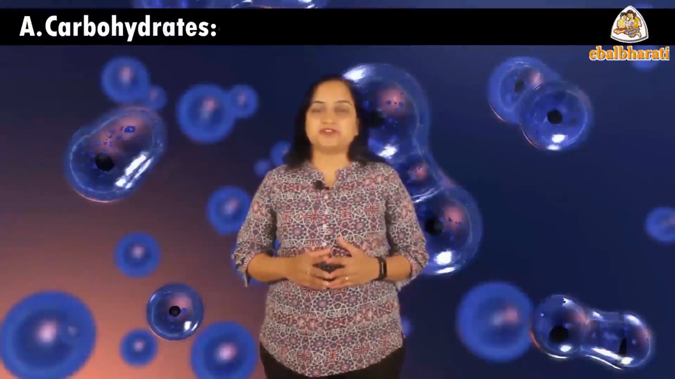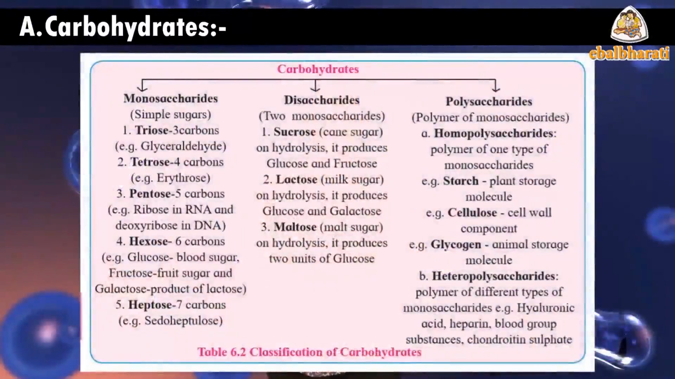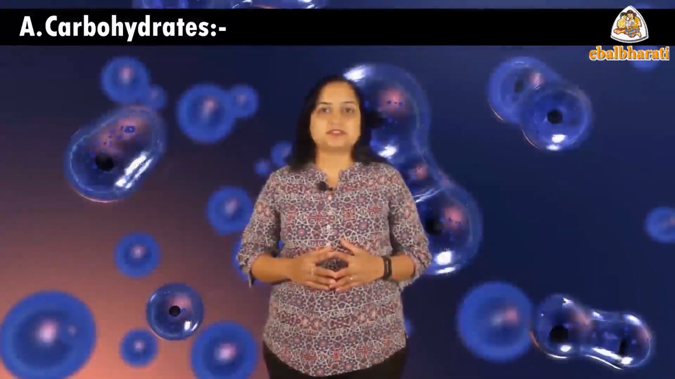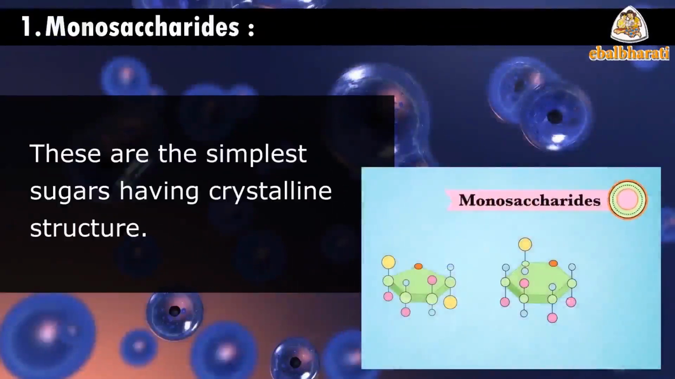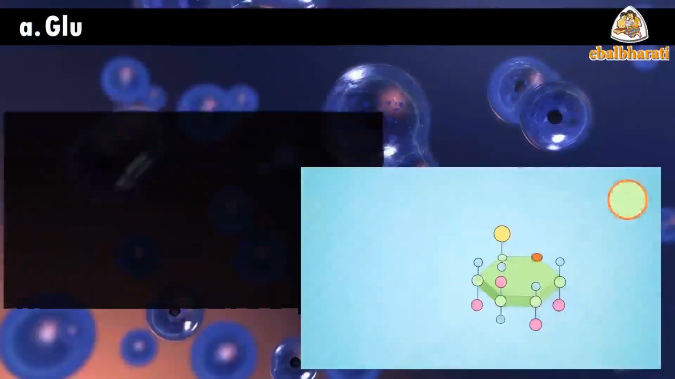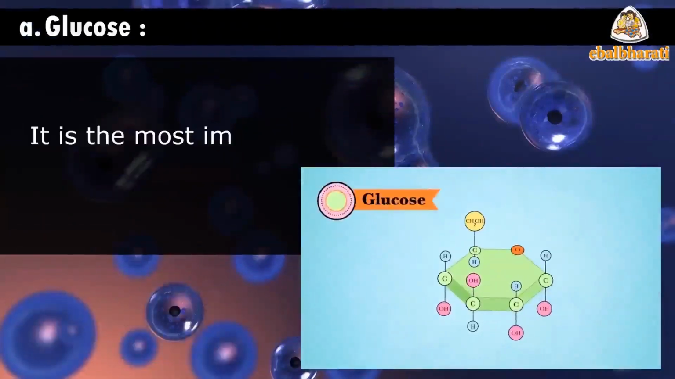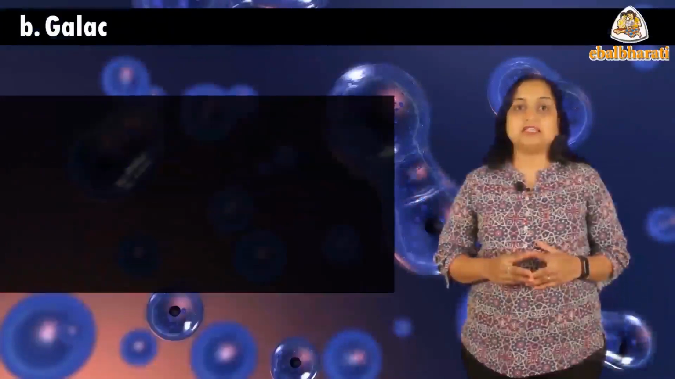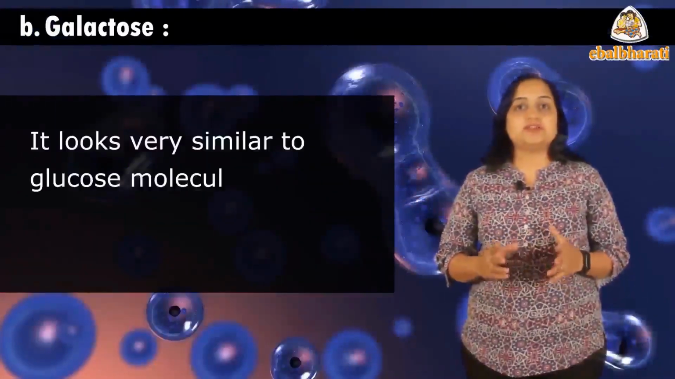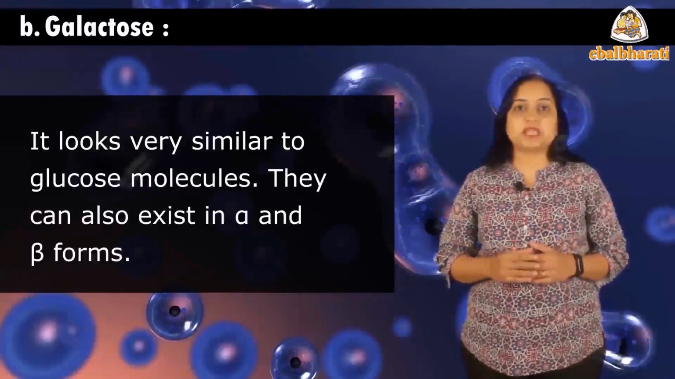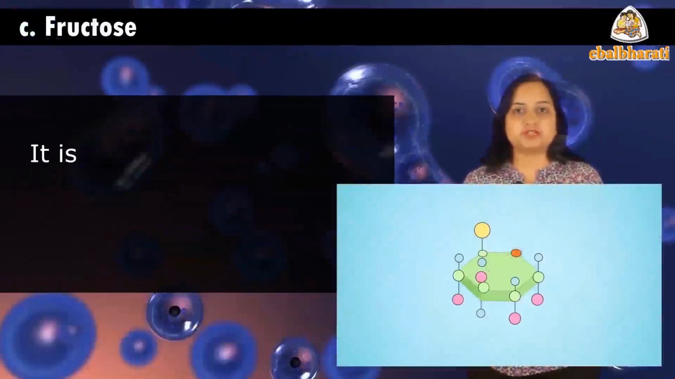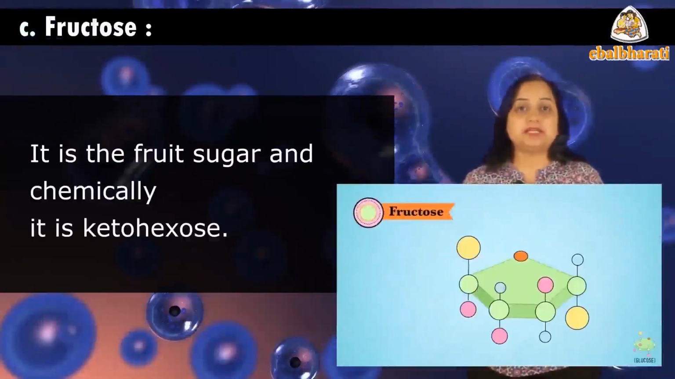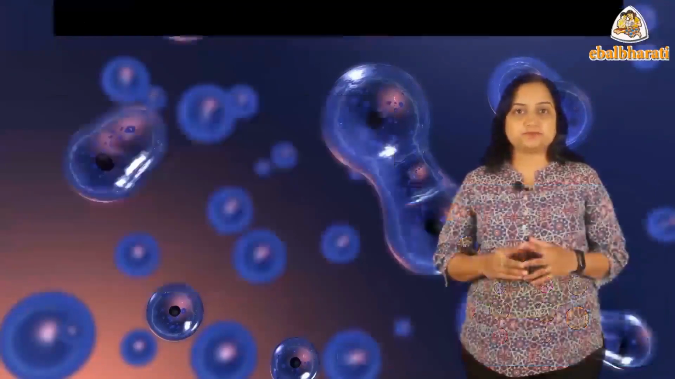A. Carbohydrates. Take a look at the table here showing the classification of the carbohydrates. First, monosaccharides. These are the simplest sugars having crystalline structure. Further divided as glucose, it is the most important fuel in living cells. Galactose, it looks very similar to glucose molecules. They can also exist in the alpha and the beta forms. Fructose, it is the fruit sugar and chemically it is ketohexose.